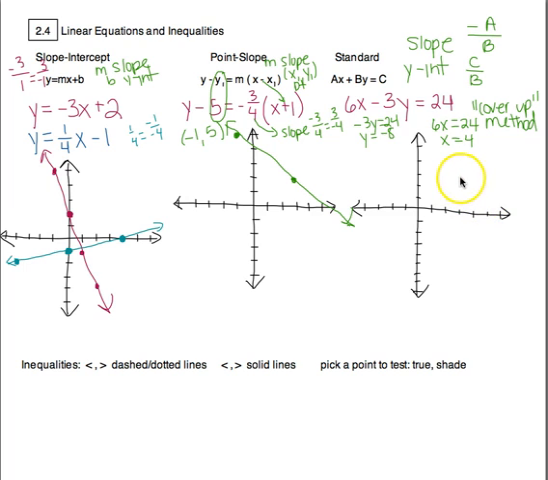This is my x-intercept. So that means I cross the y-axis at the point 0, -8, and I cross the x-axis at the point 4, 0. So 1, 2, 3, 4, 5, 6, 7, 8.